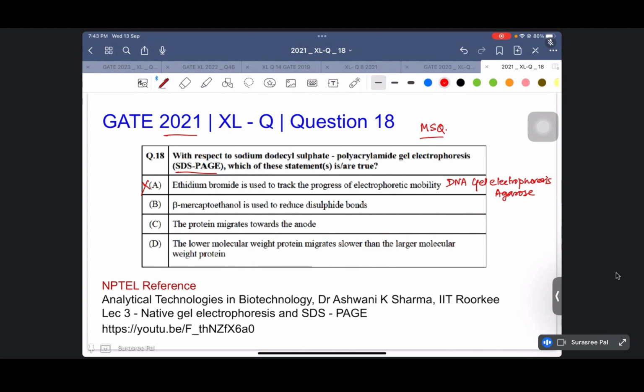Next, coming to beta mercaptoethanol, we have seen that it is used in SDS-PAGE so that the disulfide bonds can be reduced. So this is correct. Protein migrates towards the anode, this is also correct. It is a positive electrode. The protein is negatively charged, so it will migrate towards the anode. And the last option is not correct, because the lower molecular weight protein will migrate faster than the larger molecular weight protein. So that's all about this question. The correct answers are B and C.